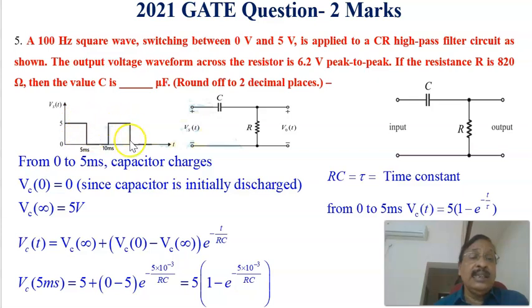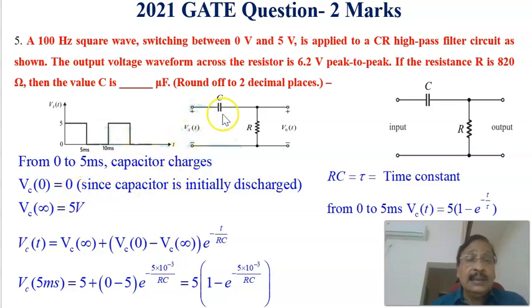This is the input voltage that is applied to the CR circuit or RC circuit. It's a high pass filter, the peak to peak voltage is equal to 6.2, and the R value is given. You are asked to find out what is the value of C. From 0 to 5 millisecond, the capacitor will be charging through this one. The capacitor charges.